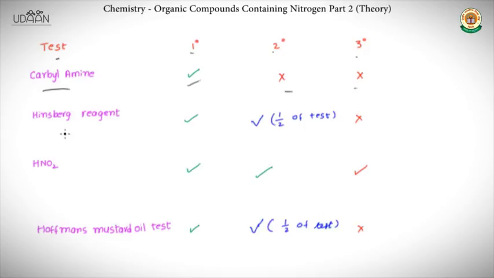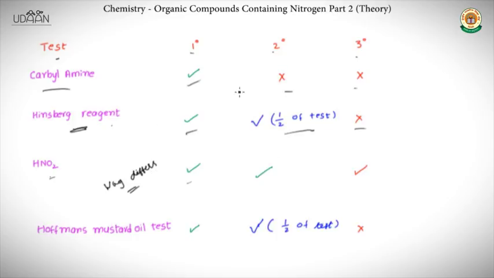Now the second one which we'll be talking about is Hinsberg reagent. Now, you'll come to know all these reagents in the theory or in the problems. Now for the Hinsberg reagent, you have primary which reacts completely, and secondary reacts only half of the test, and tertiary won't react at all. Now for HNO2, primary, secondary and tertiary all react, but the way in which they react differs. As a result of it, you'll be able to separate the primary from secondary and tertiary, or the other way around.